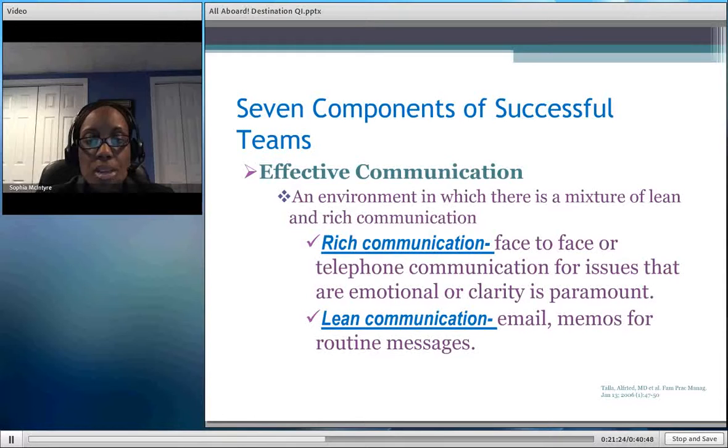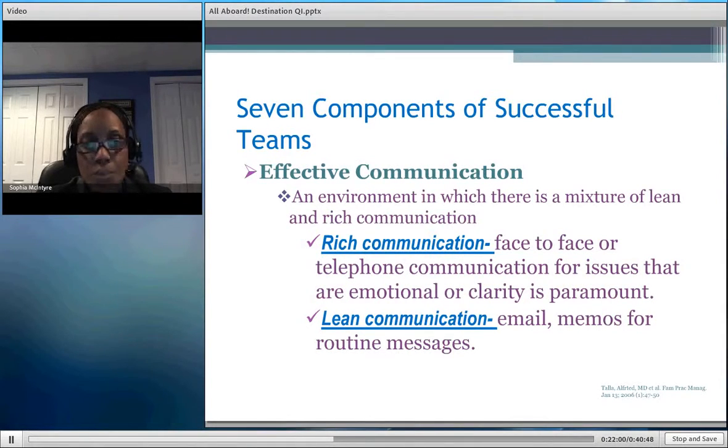Rich communication is that face-to-face interaction when you really want to convey something that is really important, that may be emotional, and also in instances where you want to ensure that there's no misunderstanding about what's being communicated. Lean communication is a vehicle which allows for information to be shared that's not in real time, and that is either through emails or memos. And this is most appropriate for routine messages. Certainly, lean communication is not appropriate for urgent matters.